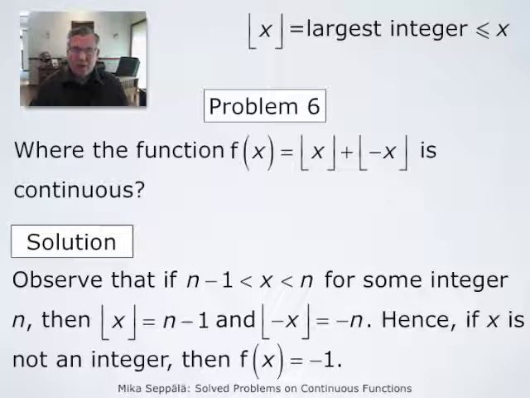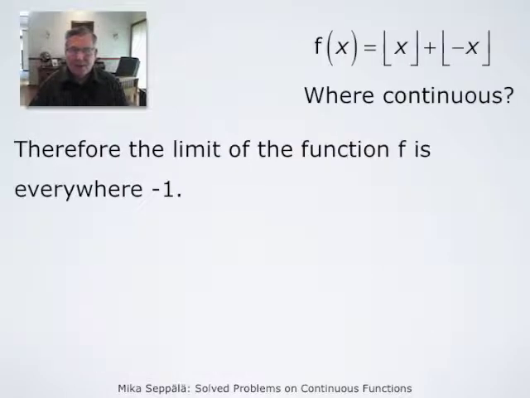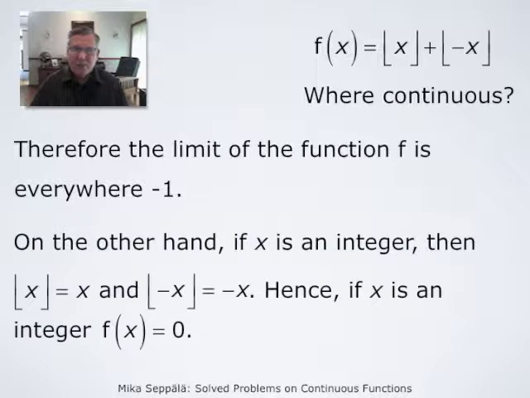Therefore, for all non-integer values of x, f of x is negative 1, and this also means that the limit of the function is everywhere negative 1, because arbitrarily close to integer points there are, of course, non-integer points. So the limit is everywhere negative 1. But if x is an integer point, then floor of x is x and floor of negative of x is also negative of x. So if x is integer, then f of x is 0.